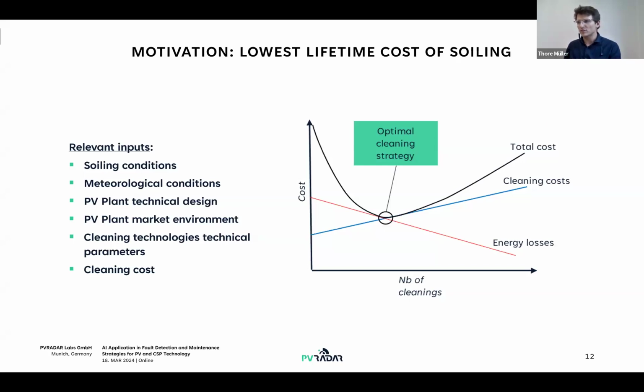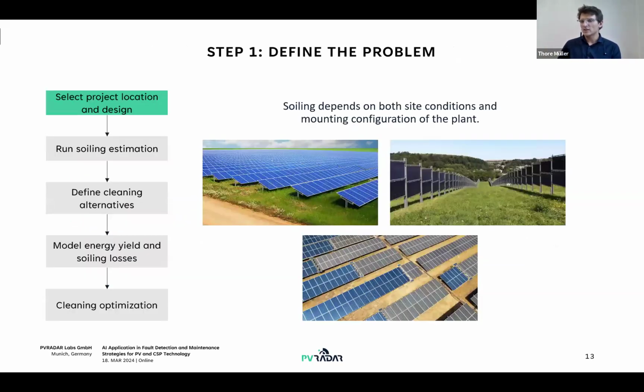So the optimum is somewhere in between, and where exactly that optimum is depends on the soiling conditions, the meteorological conditions, irradiance most and foremost, the PV plant technical design, of course, the market environment, at what energy sales price am I selling my energy? Then the parameters of the cleaning technology and the cleaning cost for the cleaning strategy that I have chosen. And in our software, one is able to input all of these inputs, and the rest, which one can't input, are derived by our machine learning algorithms.